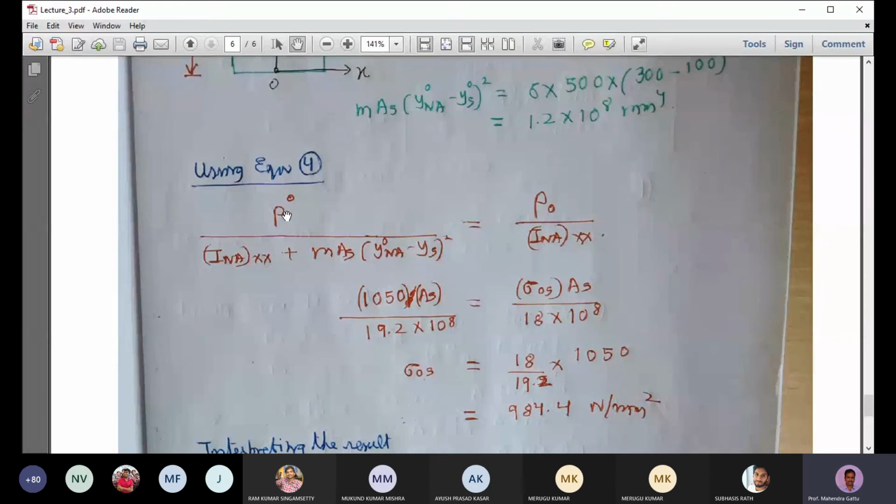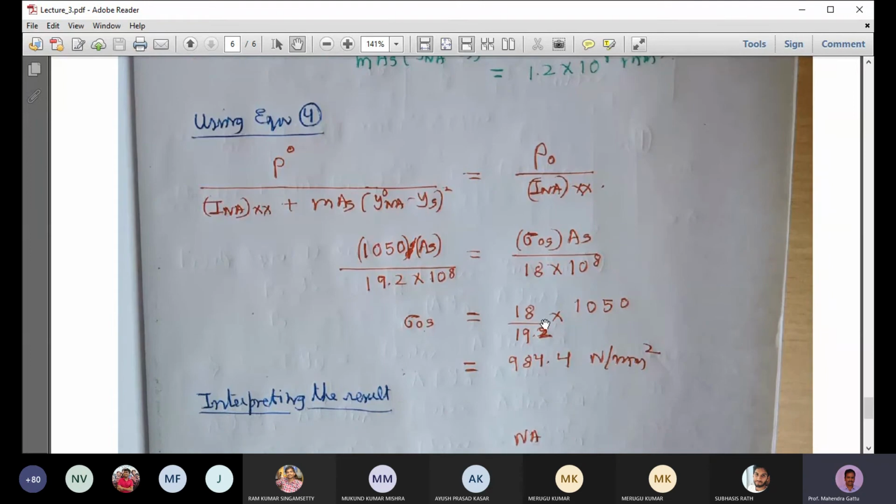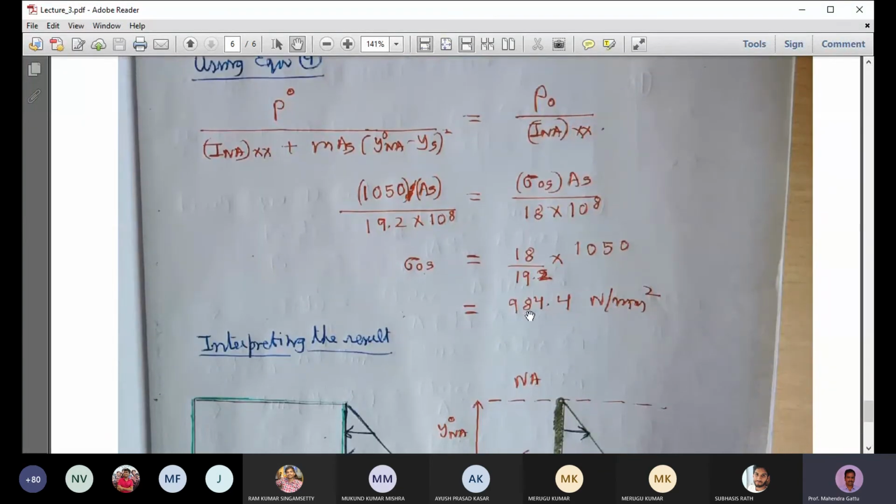So P naught is the initial stress in steel, which is 1050 times area of steel. And this sum is 19.2 into 10 power 8. And here the final stress in steel, P naught by INA, which is 18 into 10 power 8. So we can cancel and find sigma naught S. It will be 18 by 19.2 into the initial stress sigma naught. So it is coming around 984.4. So this is the force which is transferred to the steel.